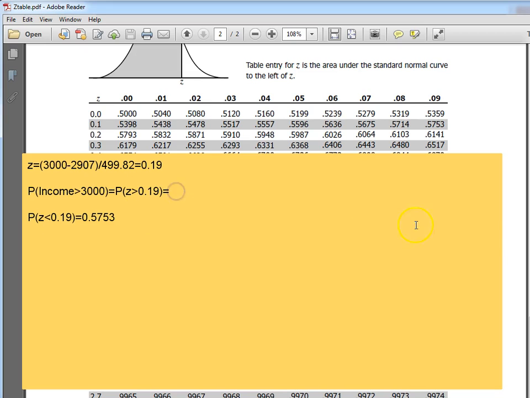And we want the opposite. We want the probability that Z is greater than 0.19. So we're going to use our complement rule to find the answer. We subtract that probability from 1, and that gives us a new probability. The probability that our income is greater than $3,000 is 0.4247. The first probability actually tells us the probability that the income is less than $3,000. So this second one is the answer to our problem, and the first one is the complete opposite.